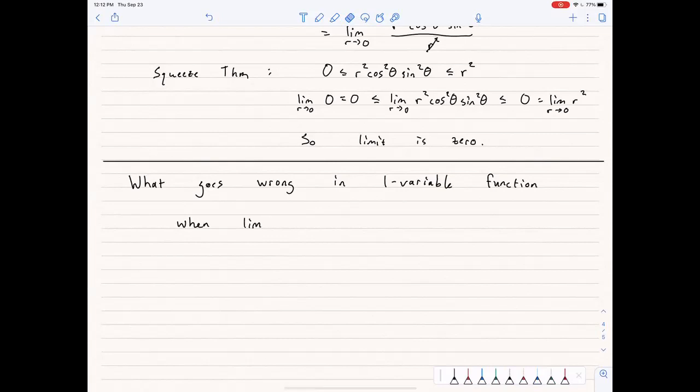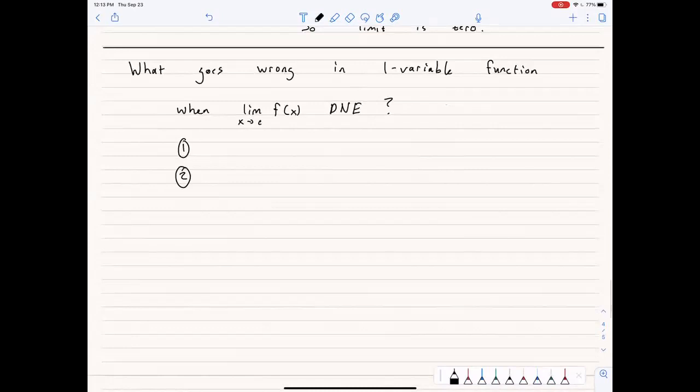Well, I'll just say the limit as x approaches c of f of x does not exist. Everyone writes DNE, right? What goes wrong? I think generally speaking, there are 3 possible things that go wrong. So stroll down memory lane here. I mean, 3 types of things that can go wrong. Can anyone suggest? I give you a function in one variable. I say the limit doesn't exist. What do you think might have happened?